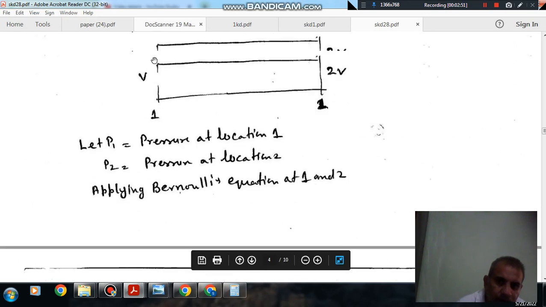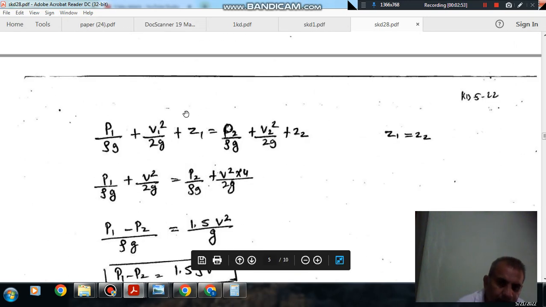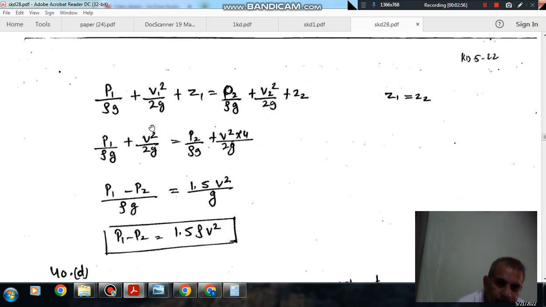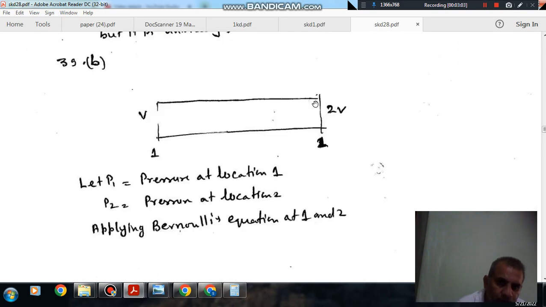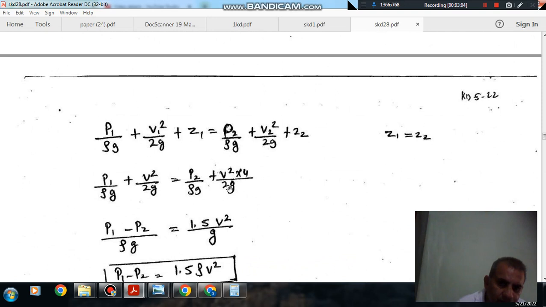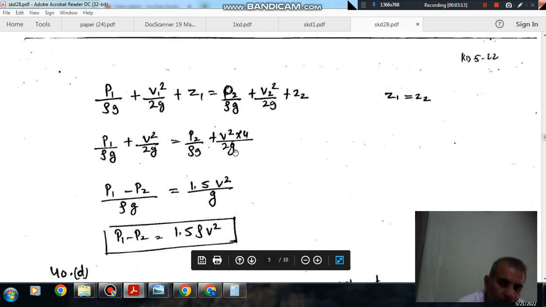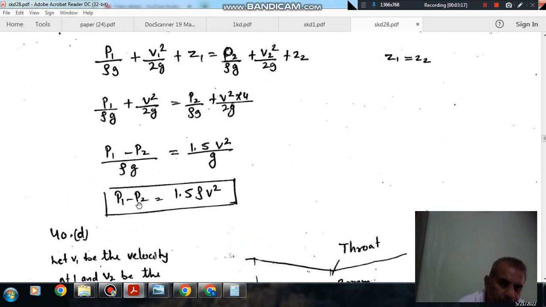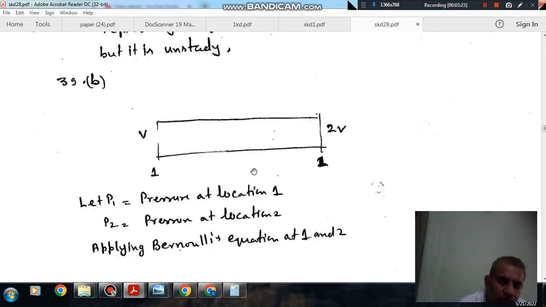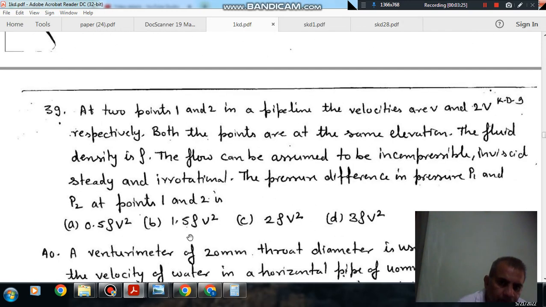As elevation is the same, Z1 is equal to Z2, and the velocity at 2 is 2 times the inlet velocity, because here the velocity is v, here the velocity is 2v, so it will be 4v square by 2g, and here it will be v square by 2g. So P1 minus P2 by rho g will be 1.5 v square by g, or P1 minus P2 will be 1.5 rho v square. So the answer is option B.